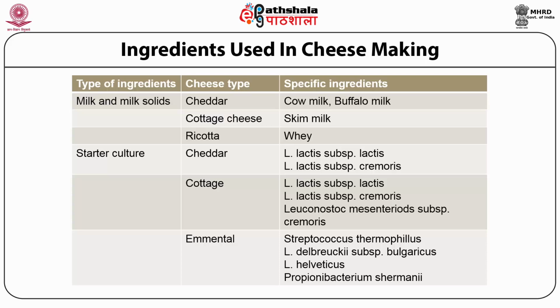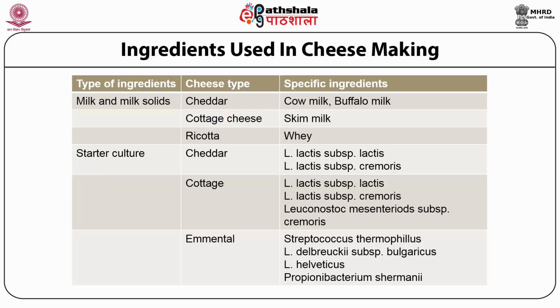The second ingredient is the use of starter culture. It's very important because based on the type of culture which you use, the ripening procedure or the physiological and chemical changes are going to change, and the final characteristics of the cheese upon ripening will be based on the type of starter culture used. For cheddar cheese, the starter culture used is Lactococcus lactis subspecies lactis along with Lactococcus lactis subspecies cremoris. Both of these are mesophilic starter cultures.